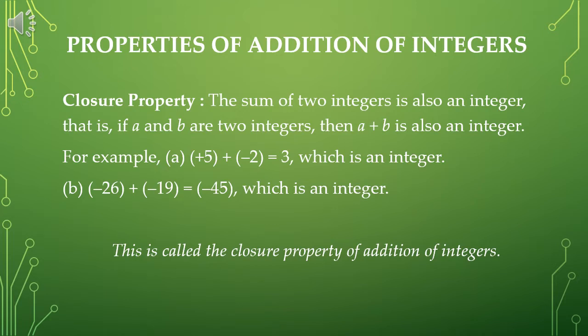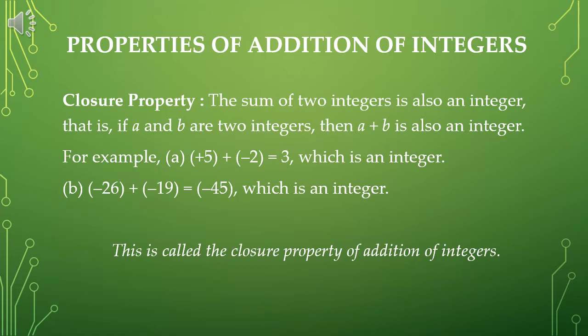This property means that if we add any two integers, the answer will be again an integer. Suppose, in general, a and b are two integers. If we add a and b, the answer of a plus b will also be an integer only. Let us discuss the example here.